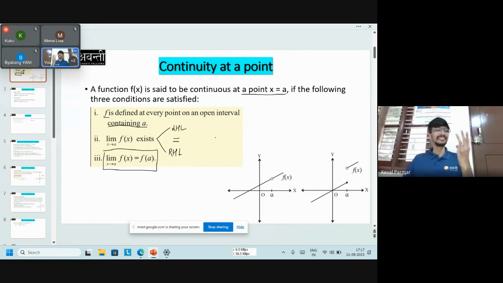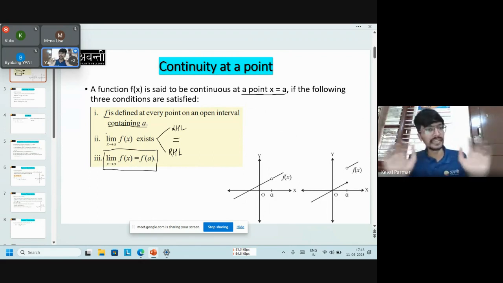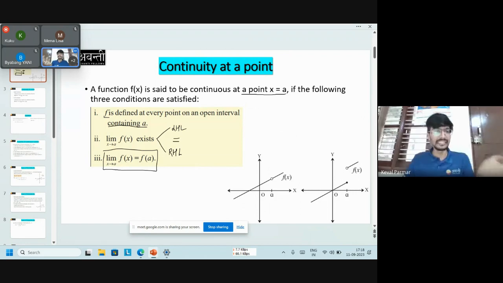So there are three conditions, but if you ask me, I would say that for me there is only one condition, that is the third one. The first and second conditions are covered in the third one. That means the limiting value should be equal to the functional value and the limit must exist, that is, LHL should be equal to RHL.